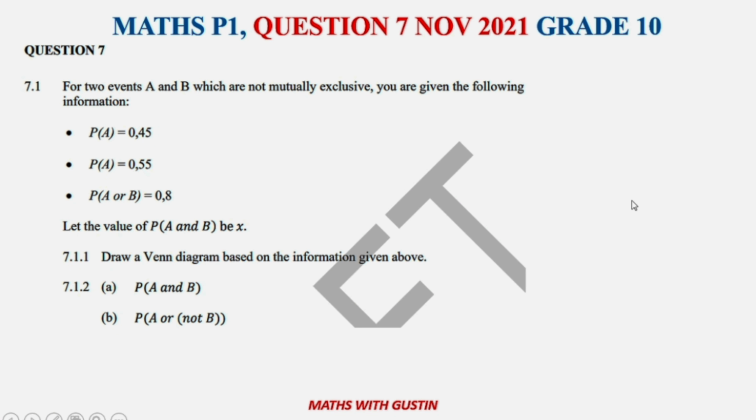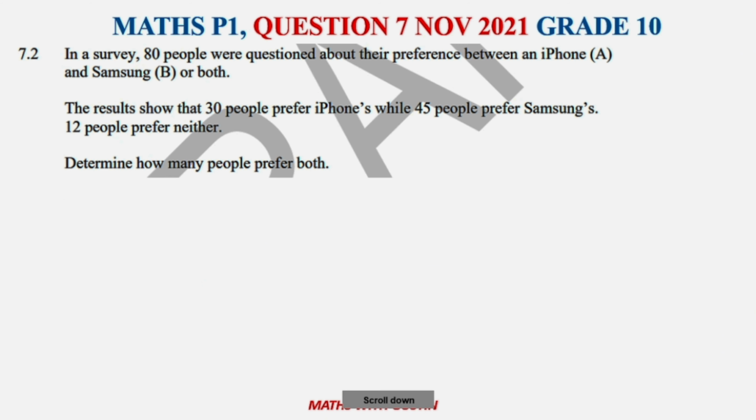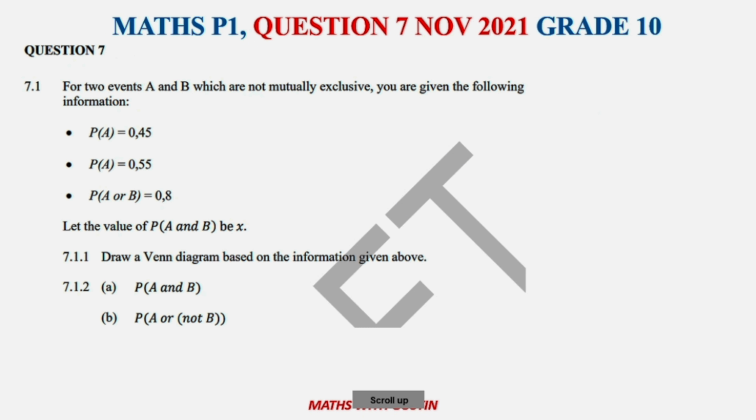Welcome back, guys. Last video on Maths Paper 1 Grade 10, Question 7, November 2020. I think 2021 rather. I think 2020 didn't have Question 7, so the last video was on Question 6. So now let's have a look at this Question 7. It was a probability question divided into 7.1 and also 7.2. All right, great stuff. So now let's move right along.